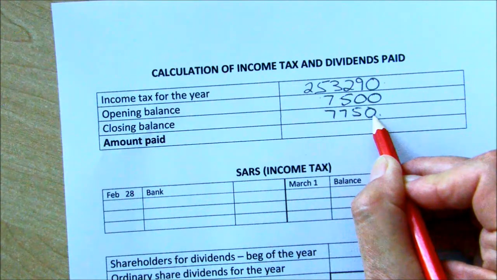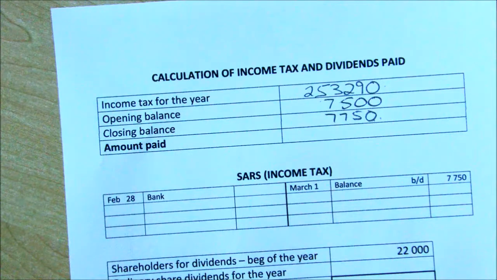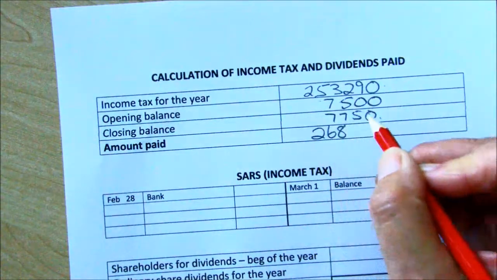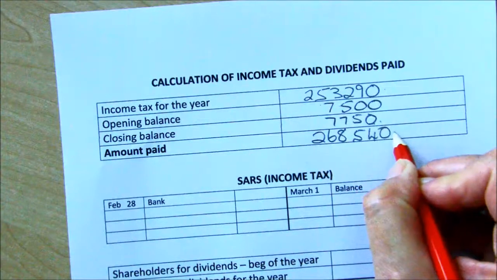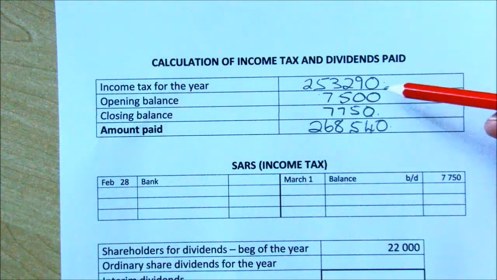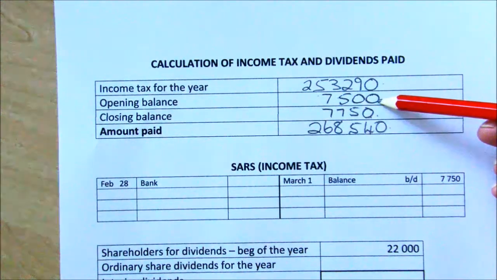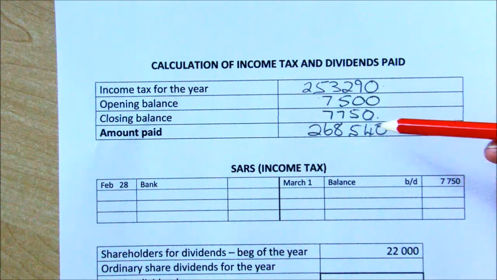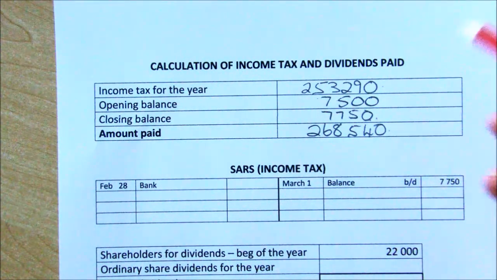So your amount of income tax paid for this year, the amount of money that has gone out of the bank in order to pay tax, is an amount of 268,540. Add that up. So that is what you're supposed to pay for this year. You paid too much, so you have to add it on. You also paid last year's. So this is an outflow of cash of 268,540.